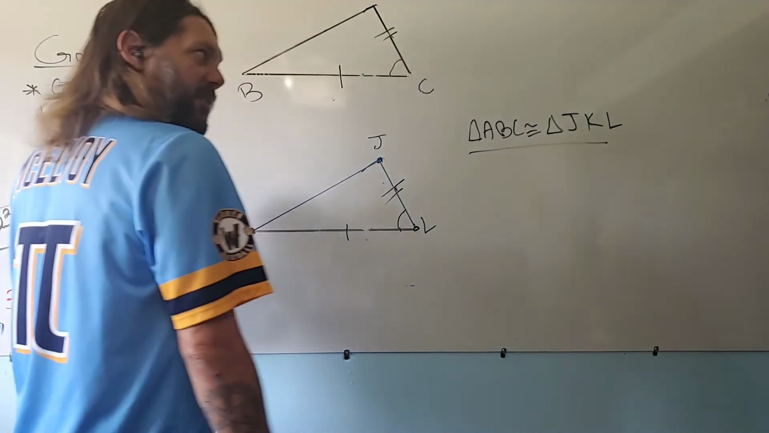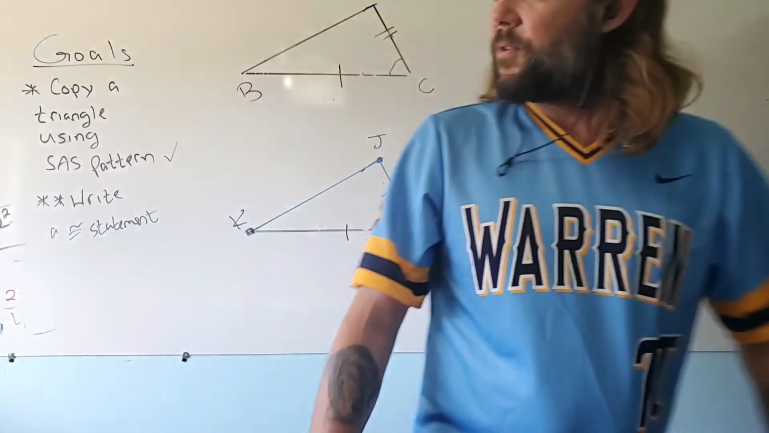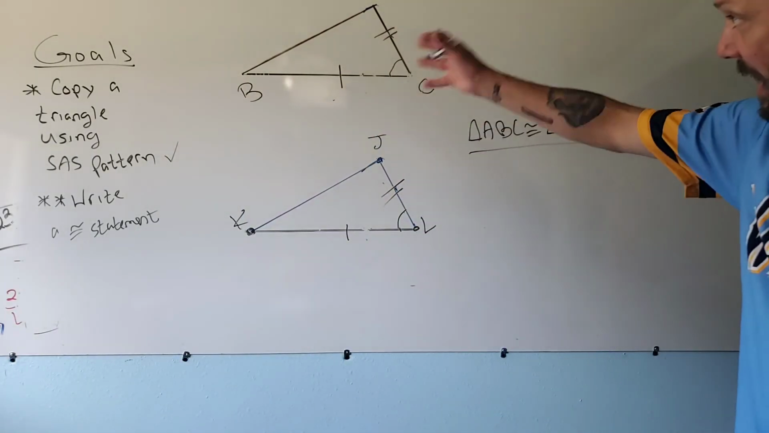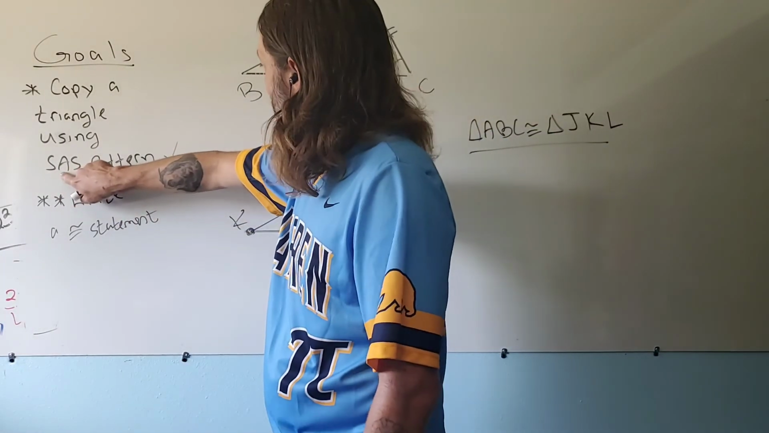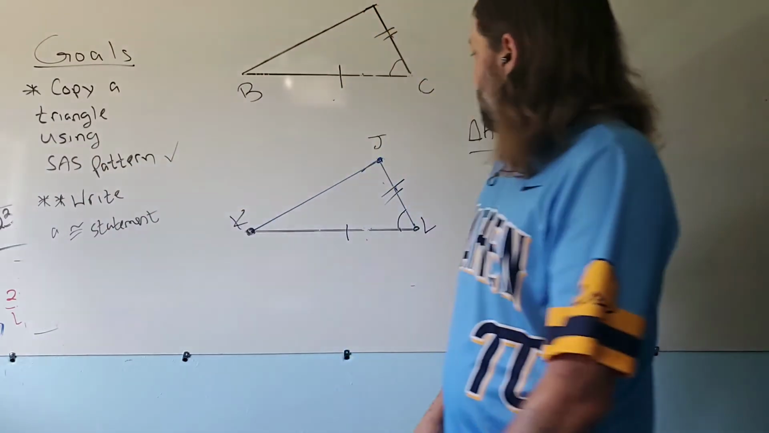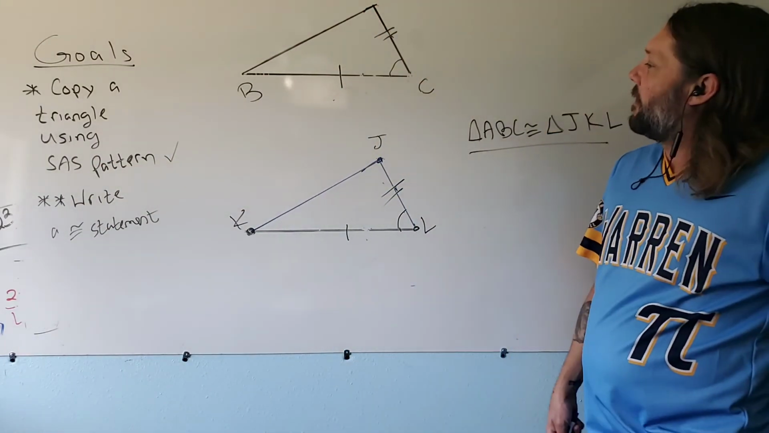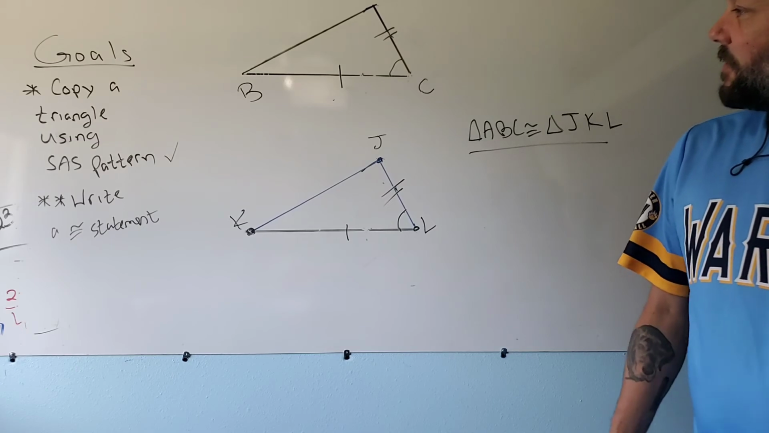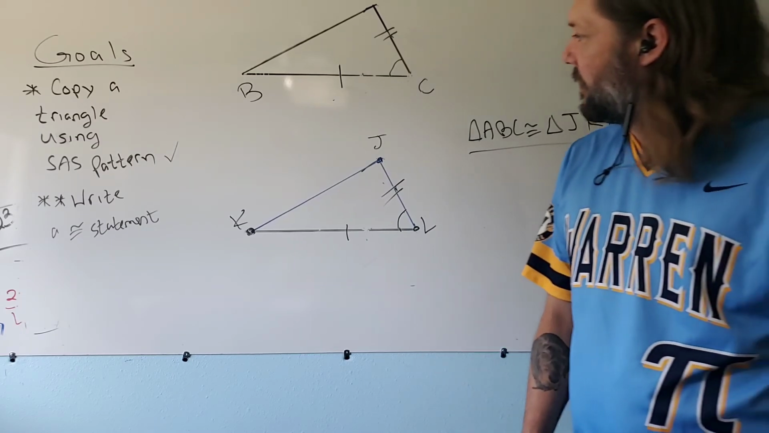So this is the first lesson of the day. Remember, my goals were to copy a triangle using another pattern. Copy a side, then the angle, and then the side. That's called side-angle-side triangle congruence, and then after that we reviewed writing a congruent statement.